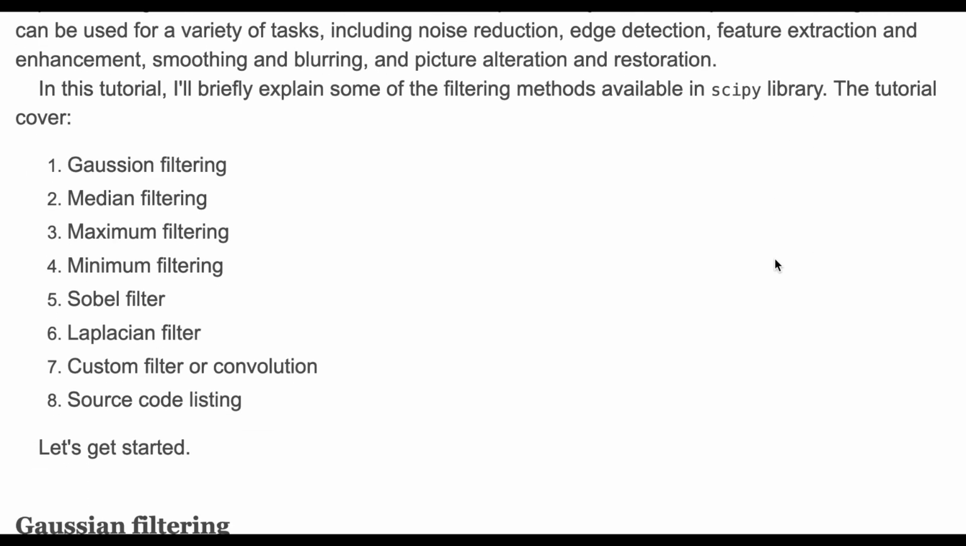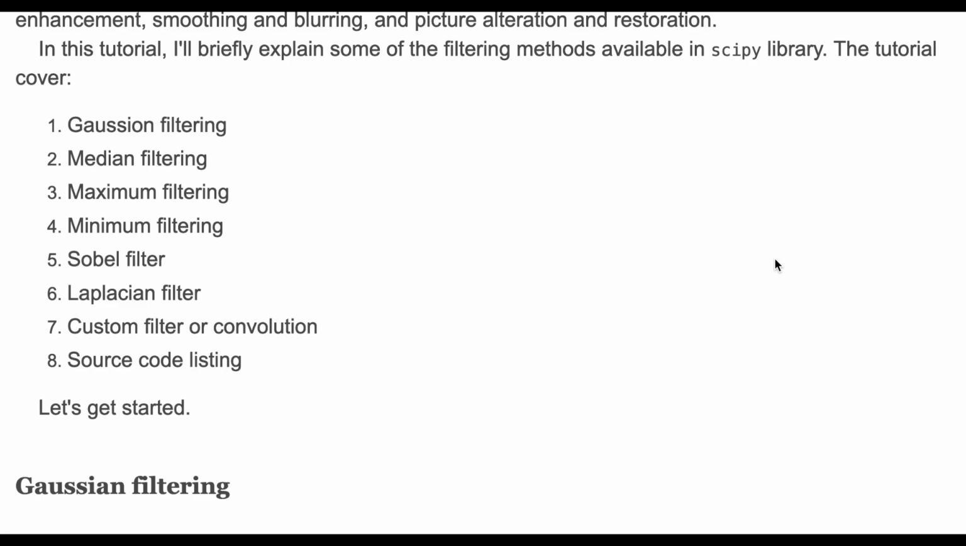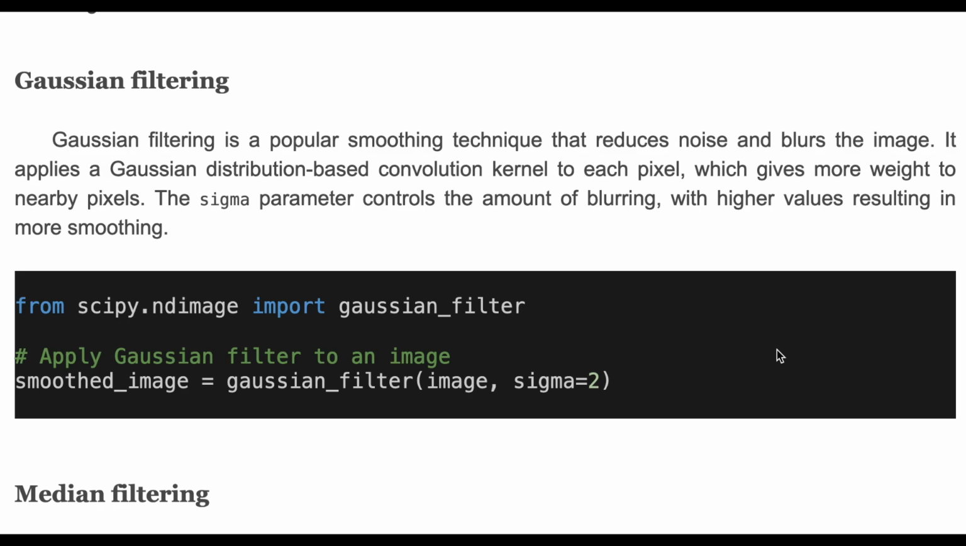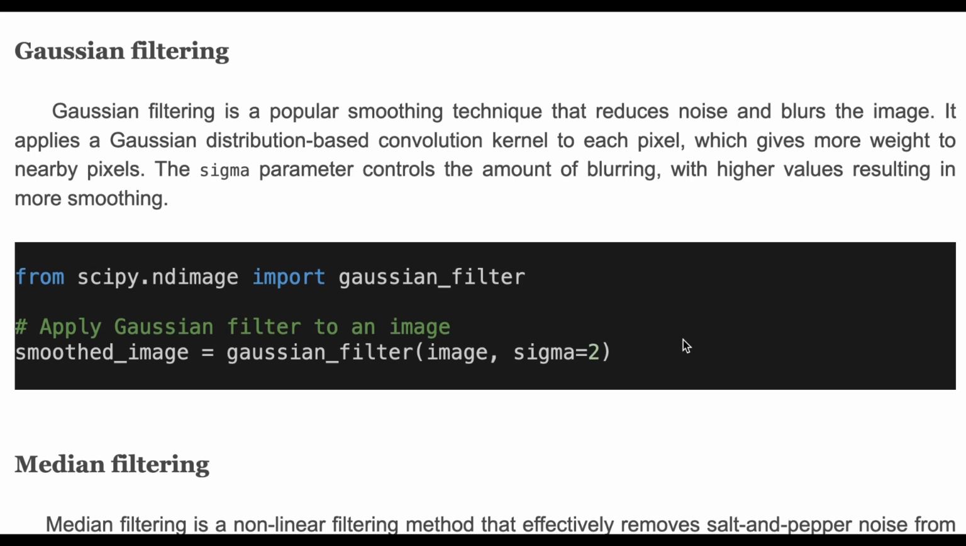We'll start the explanation with Gaussian filtering. Gaussian filtering is a popular smoothing technique that reduces noise and blurs the image. It applies a Gaussian distributed convolution kernel to each pixel, which gives more weight to nearby pixels. The sigma parameter here controls the amount of blurring. In SciPy, there is a gaussian_filter function, so we can easily apply this filter by using it.